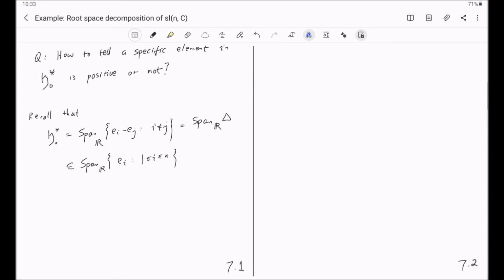This is not equal because, remember, H0 has the dimension n minus 1 because the matrices in here all have trace equal to 0, and that one relation offsets its dimension by 1. So as a dual space of a finite dimensional vector space, H0 star also has dimension n minus 1. So the dimension of this is strictly less than the dimension of this. And as a result, this containment is a proper containment.